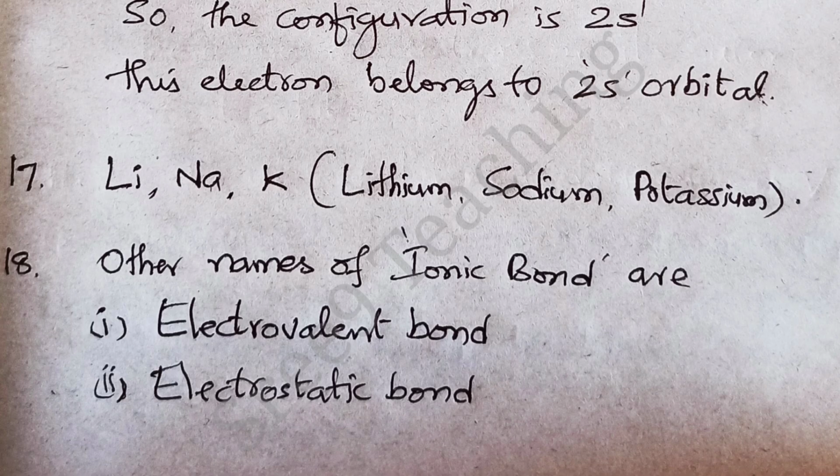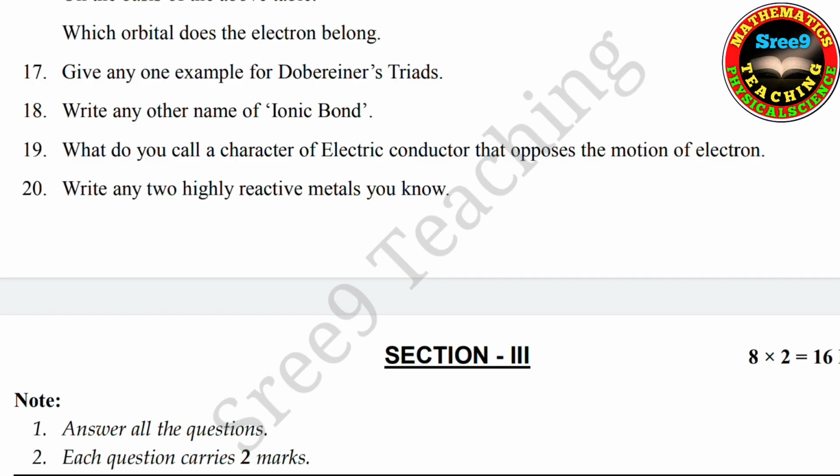See here, the 17th one that I asked. The question was an example for Dobereiner's triad. Here see Li, Na, K. Li means lithium, Na means sodium, K means potassium. Now 18th question, you see on the screen.